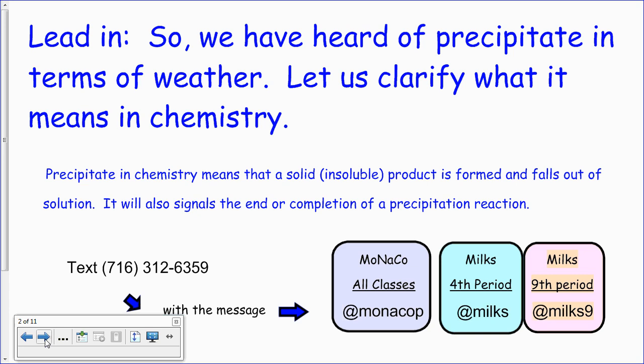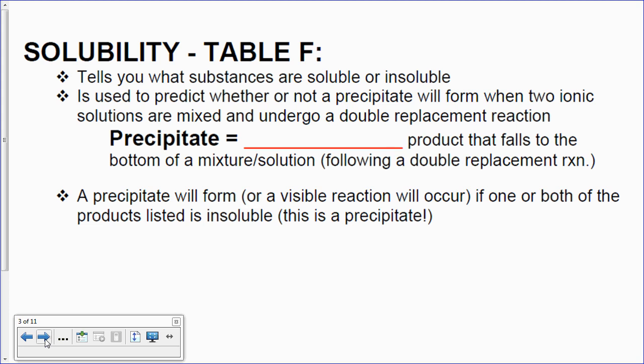We've heard of precipitate in terms of weather, and I mentioned it in the last couple of videos in terms of chemistry, but let's clarify what it really means. Precipitate in chemistry means that a solid, insoluble product is formed and falls out of solution. So precipitation in living environment and earth science is like water falling from the sky. In chemistry, it's a solid material, a compound, falling from the liquid to the bottom of the container. It also signals the end or completion of a precipitation reaction. So when you get stuff falling to the bottom of your beaker, you know that the reaction is done or finishing.